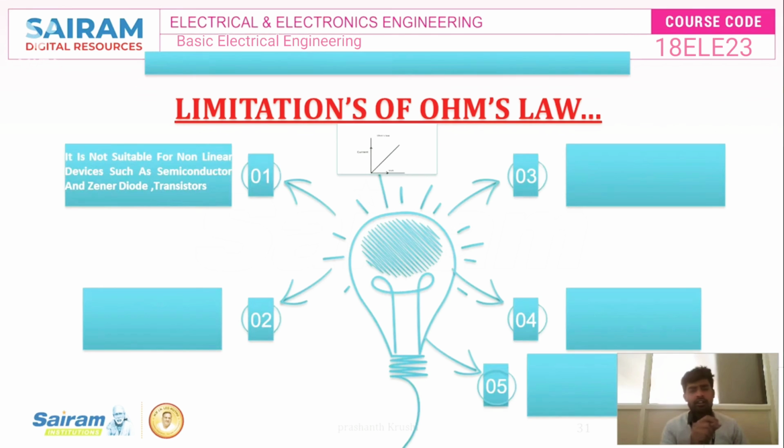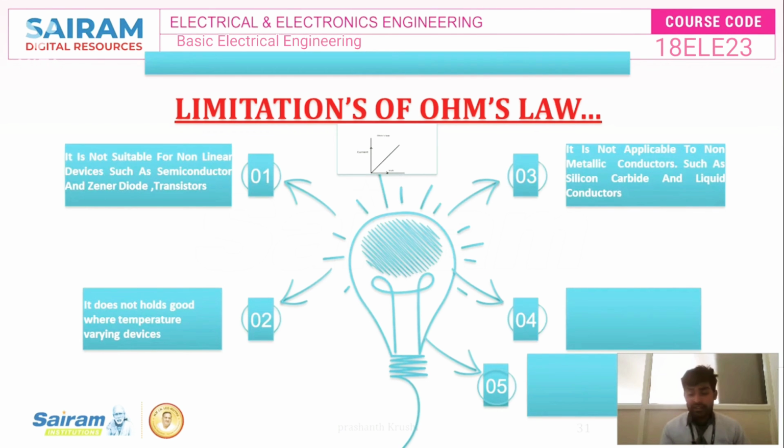So Ohm's law is not applicable there, and also Ohm's law is not applicable where temperature varying devices are available, like thermocouples and thermistors. And also Ohm's law is not applicable to non-metallic conductors such as silicon carbide and gallium arsenide. It looks like a liquid, but those are liquid metals that are conductors. Ohm's law there also is not applicable.